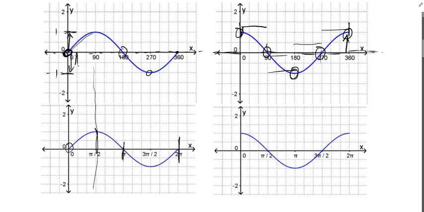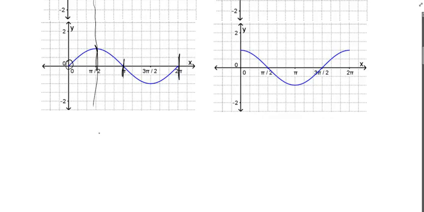What's my x scale counting by in the top one? 30. How'd you get that? It's like 3 spaces to get to 90. Good. So 90 divided by 3. What about in the bottom graph? What am I counting by? Sam? pi/6. How'd you get that? pi/2 divided by 3.